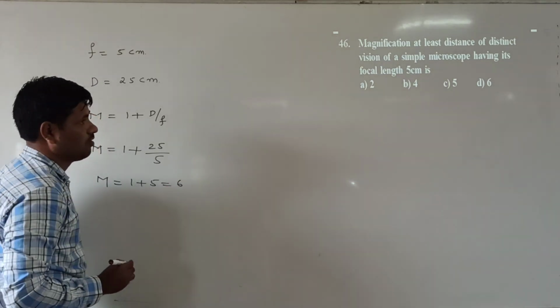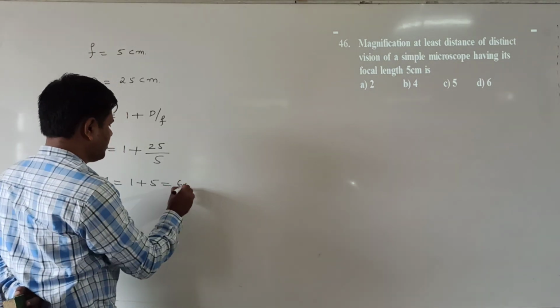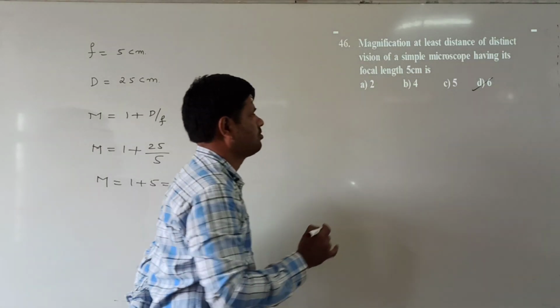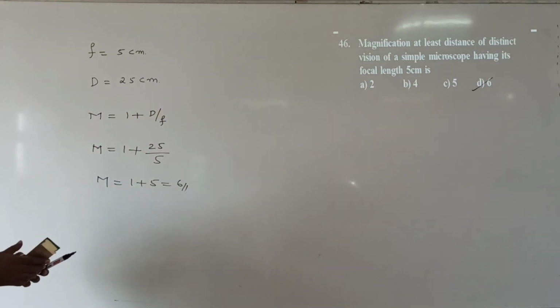Now m is equal to 1 plus 5. 1 plus 5 is equal to, what is that magnification? How much are we getting here? 6. So which option is correct here? D option is correct. This is the magnification value.